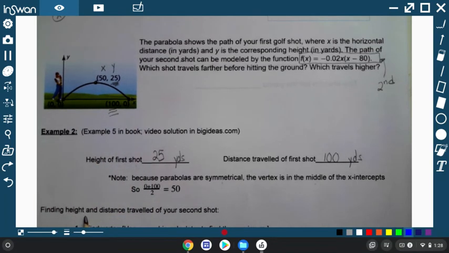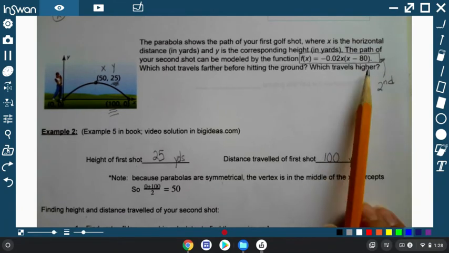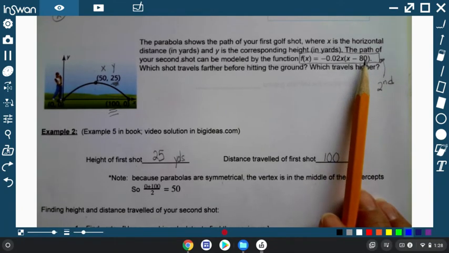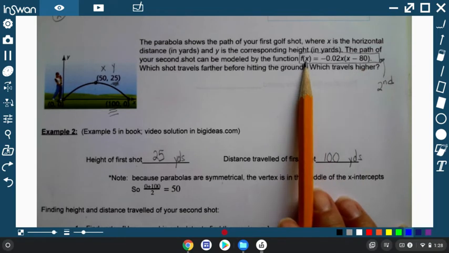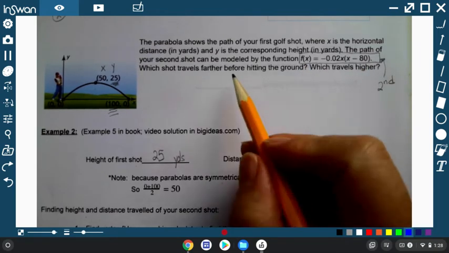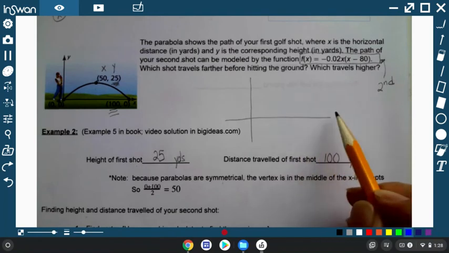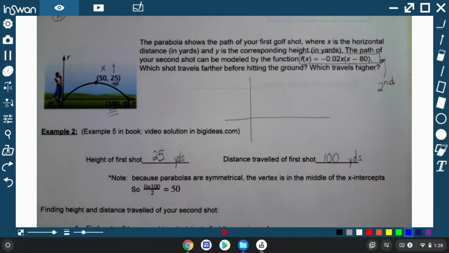Okay? It says, find the height and distance traveled of the second shot. So that's where I'm going to go to this equation right here. I'm going to use Desmos again to type this in. Remember, f of x is y. Okay? So I'm going to go to Desmos, I'm going to type it in. We're going to try to get the sketch of this graph.